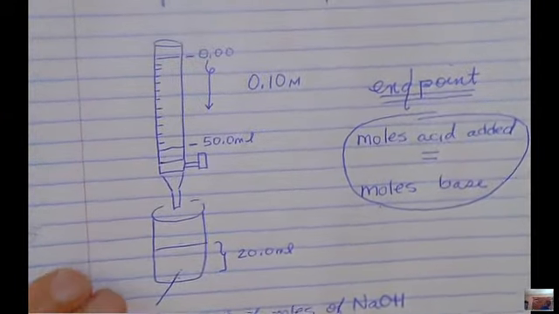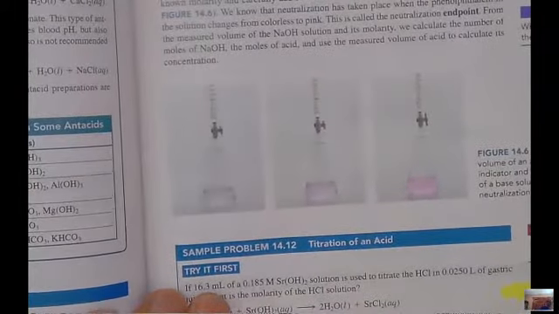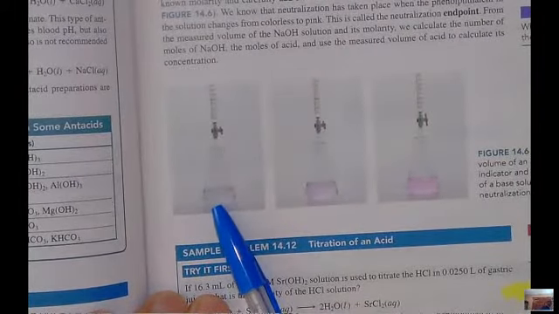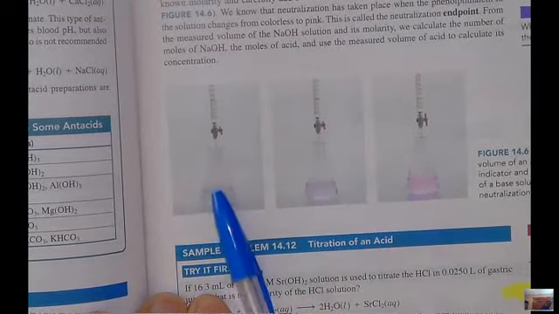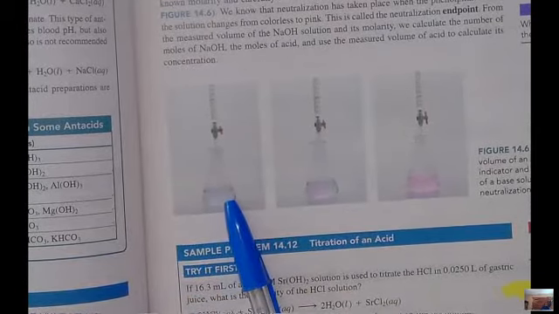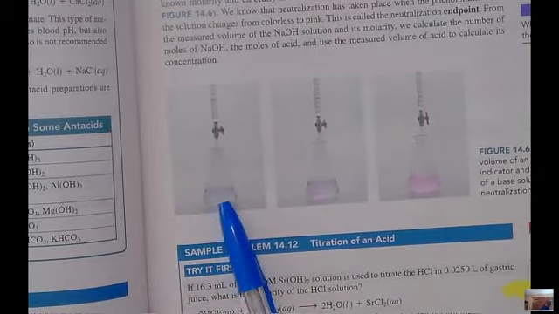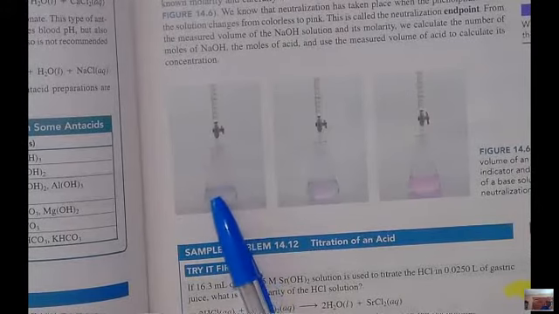So, two ways to do this. The first way is to add something called an indicator. How an indicator works is you add a little bit of it. The classic indicator for acid-base reactions is phenolphthalein. So with phenolphthalein, you take a drop of this stuff and you put it into a basic solution, and it's colorless, okay?